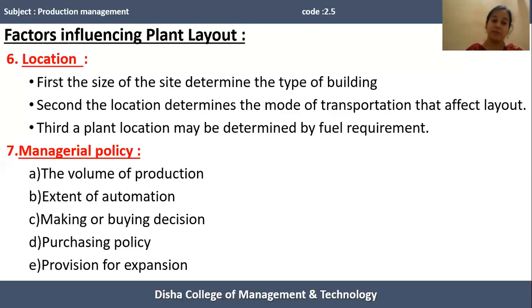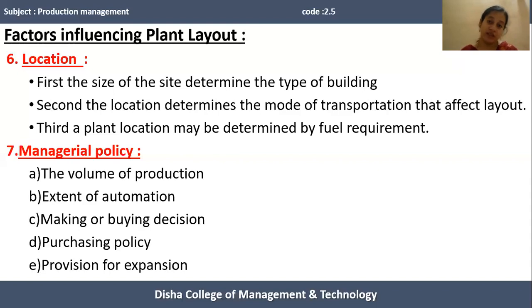Next, the make-or-buy decision. He has to identify whether the management decides to prepare different things inside the organization, inside the factory, or plans to purchase some parts from outside the organization, and accordingly he has to make the design. If the management decides to purchase some parts from outside, then there is no requirement to install every machine required for production.